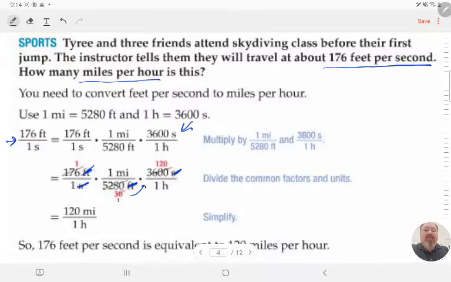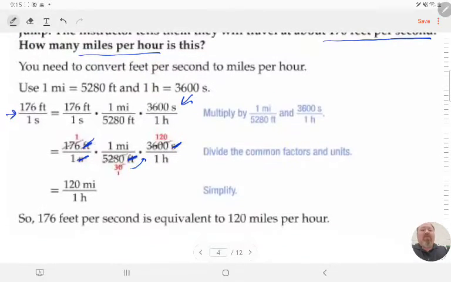Or simply, I could just take 176 times 1 times 3,600 and put that over 1 times 5,280 times 1, and then divide it, and I would still get 120 miles, okay? So 176 feet per second is equivalent, or the same thing, as 120 miles per hour.